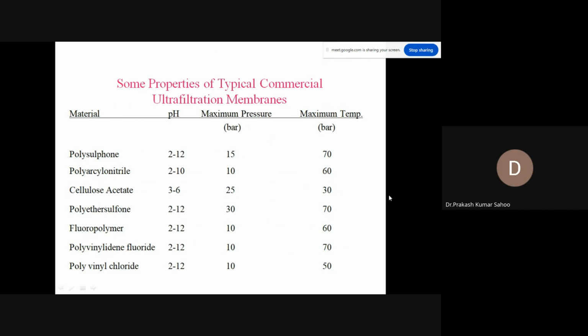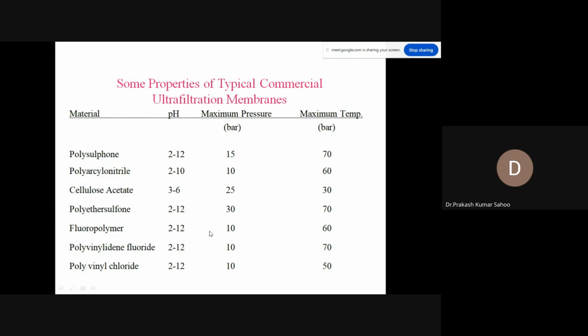Then some properties of typical commercial ultrafiltration membranes. The ultrafiltration membrane may be made of polysulfone, where the pH tolerance limit is 2 to 12. We have a pressure of 15 bar, and the maximum temperature will be 70 degrees centigrade. Polyacrylonitrile: pH 2 to 10, 10 bar and 60 degrees. Cellulose acetate: pH 3 to 6, 25 bar and 30 degrees centigrade.